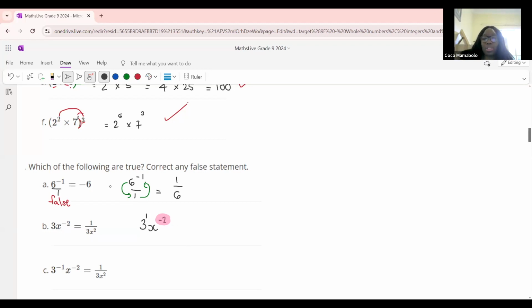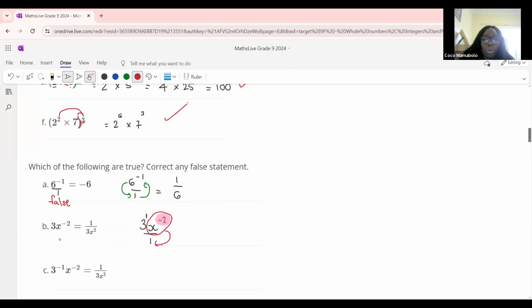Now, the rule says that we flip numbers or variables if they have a negative exponent. If you look at this over here, the 3 doesn't have a negative exponent. Only the x squared part has the negative exponent. So even if we put this whole thing over 1 and we flip it, the only thing that's going to be flipped is the x to the power of -2. The 3 doesn't have to go anywhere. It has a positive exponent. So it's going to stay up top, and this is going to go to the bottom.